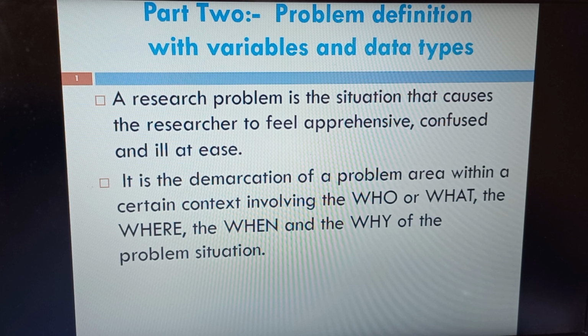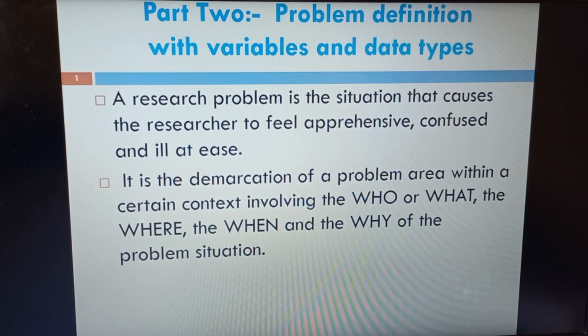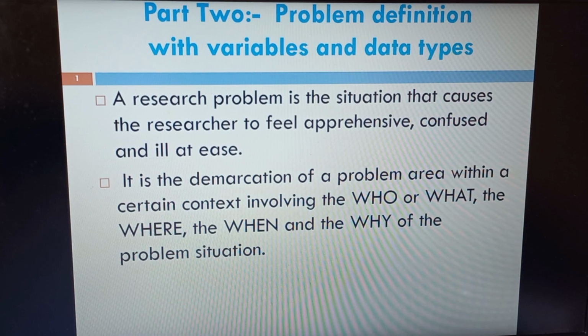A research problem definition is the situation that causes the researcher to feel confused and ill at ease. If not, there is no research problem. It's the demarcation of a problem area within a certain context, involving who or what, where, when, and why of the problem situation.